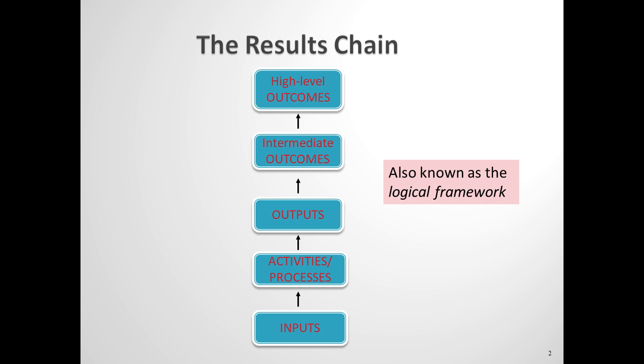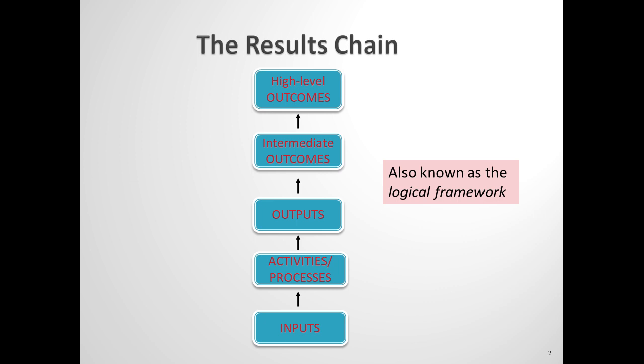And what it makes clear is that inputs are the raw materials that are used to carry out activities, work processes. In turn, groups of linked activities are what produces outputs, which are the services that we deliver to our external clients. Outputs, in turn, generate outcomes. In the first instance, they generate intermediate outcomes, and these, in turn, contribute to higher level outcomes. So the results chain is a formal articulation of this.